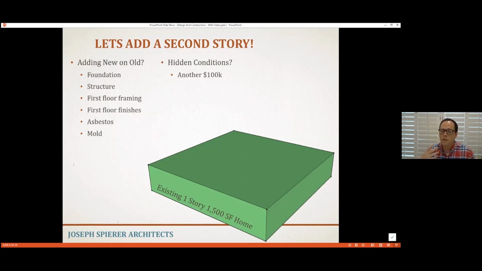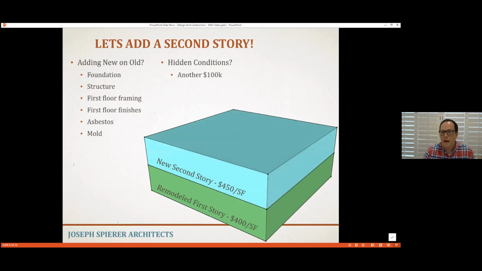You're going to have finishes, because in order to support a second story on top of that first story, you have to do a great deal of structural connections. So you end up having to take the entire thing down to studs and reinforce the foundation in order to add on to that second floor. You also have asbestos and mold, and then you have other hidden conditions, right? I just tacked on another $100,000 for things that we don't know that we don't know.